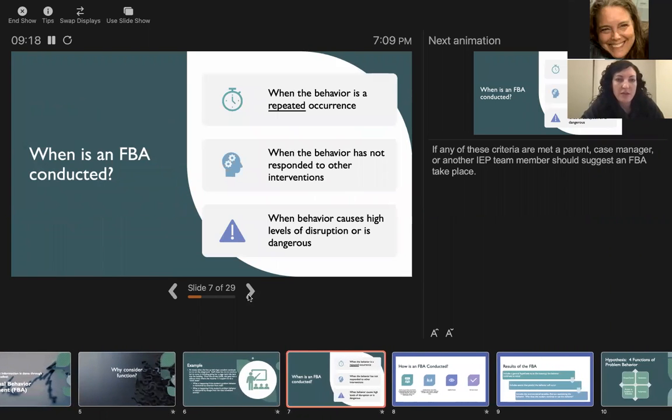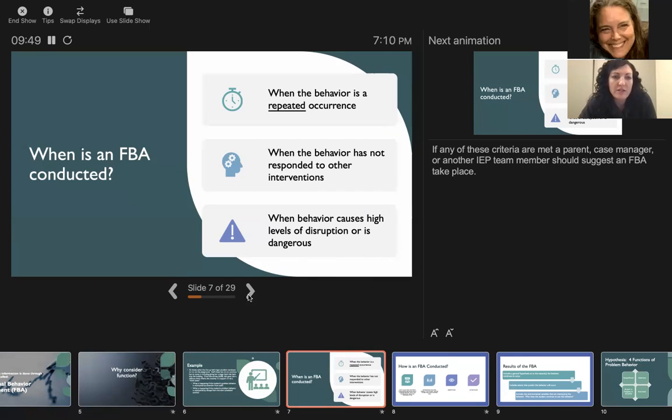So when is an FBA conducted? As I said before, it's conducted when the behavior is a repeated occurrence. Conducting a functional behavior assessment on a one-time behavior is kind of difficult. It's something that you might have to do in certain situations for legal obligations, but it's not really the purpose of the functional behavior assessment. Why is the behavior continuing to occur?